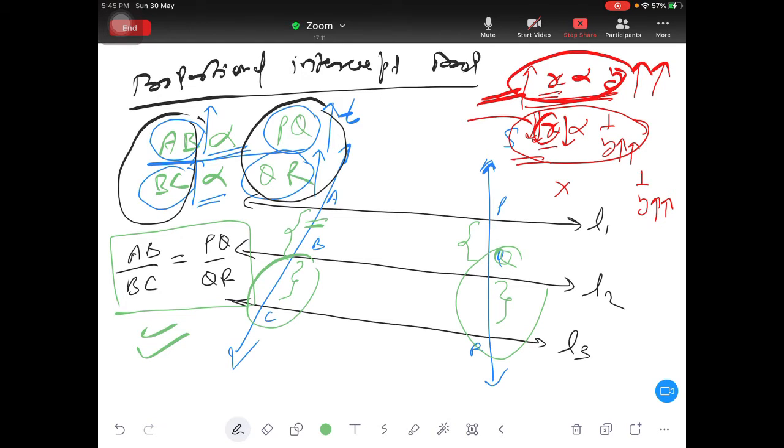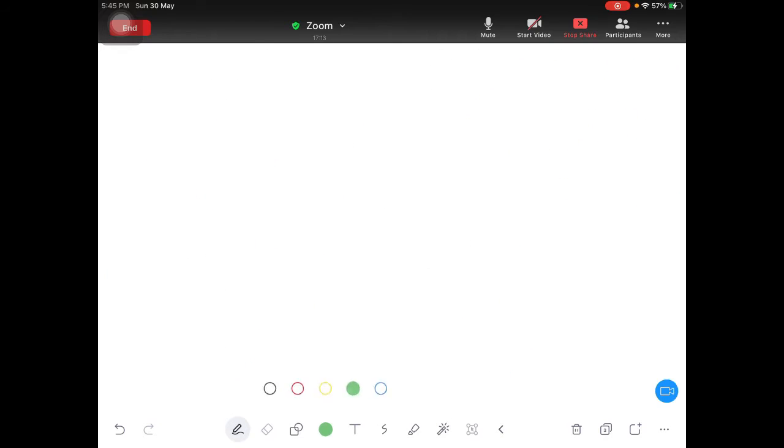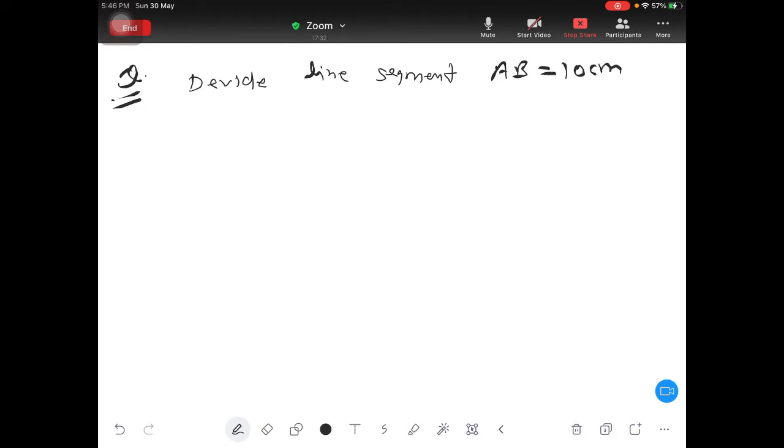I will draw the question here. Okay. Question is, divide line segment AB equal to 10 centimeter into 6 equal parts.